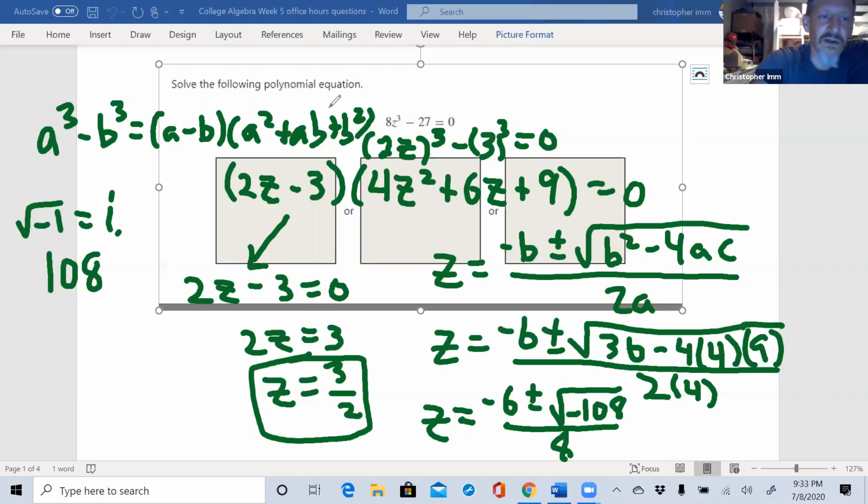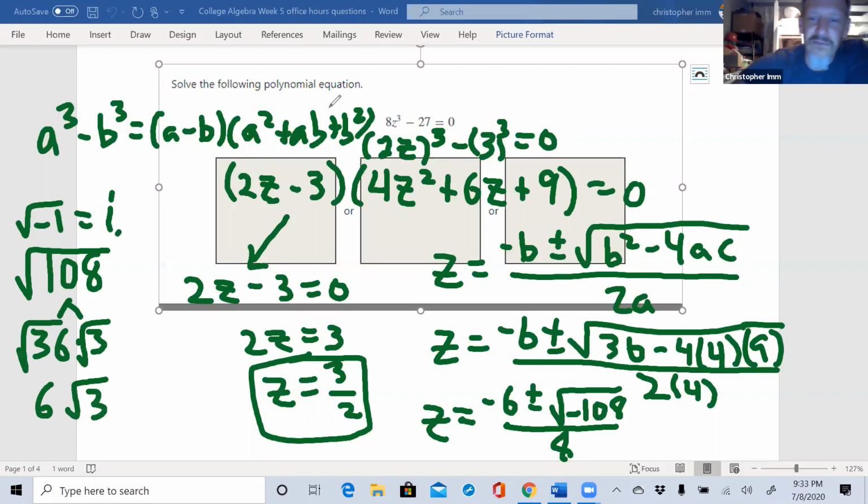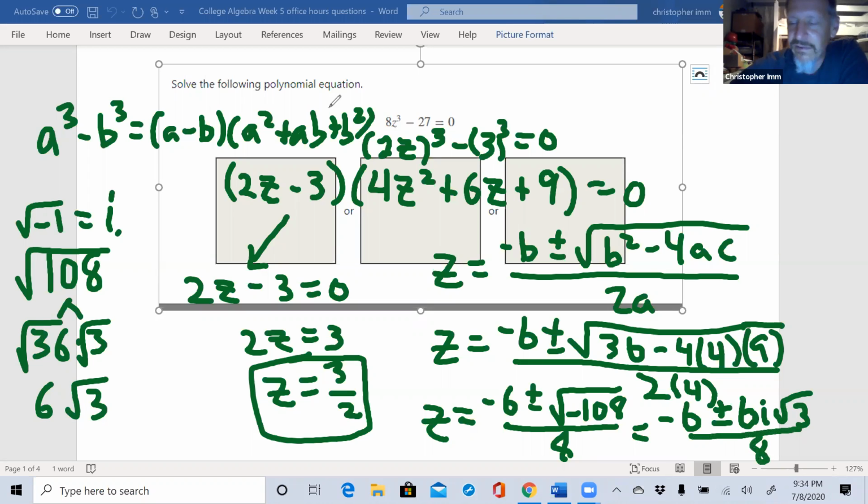Square root of 108, that's actually a perfect square of 36 times 3. So what I can do is pull out the square root of 36, which is 6, and then only the square root of 3 will be left. So when I break it apart, it's going to be negative 6 plus or minus i square root of 3 all over 8. So there are 2 more answers here.